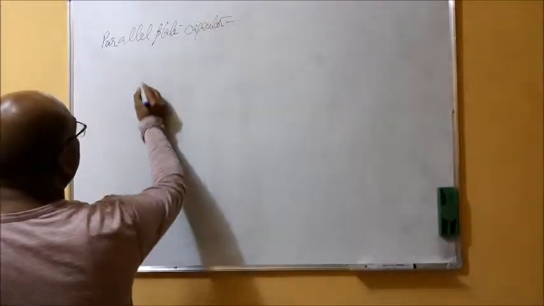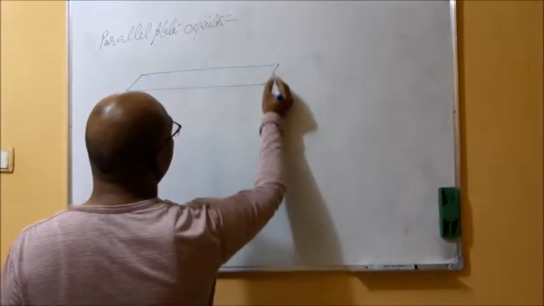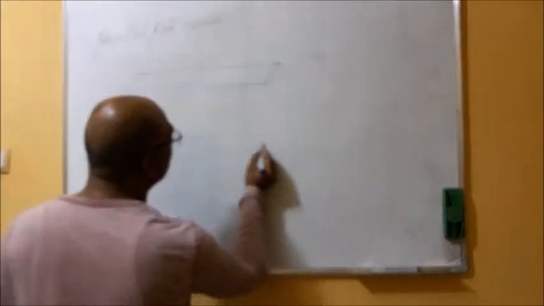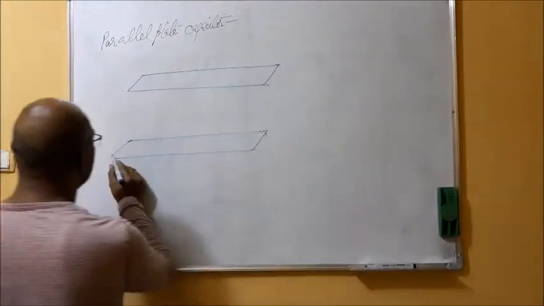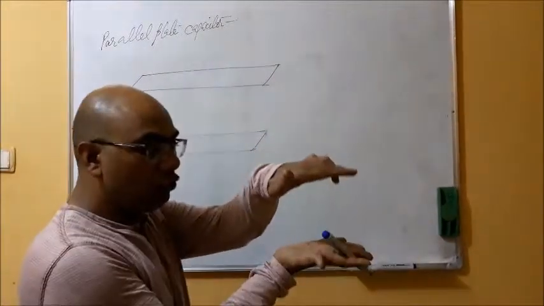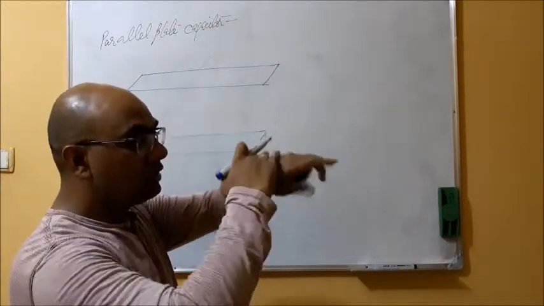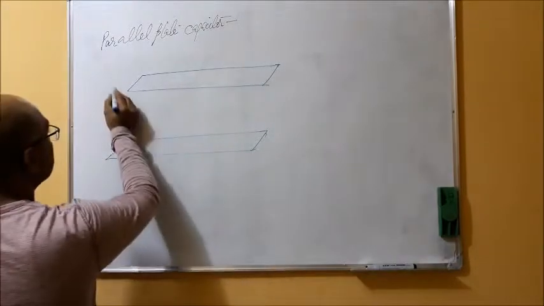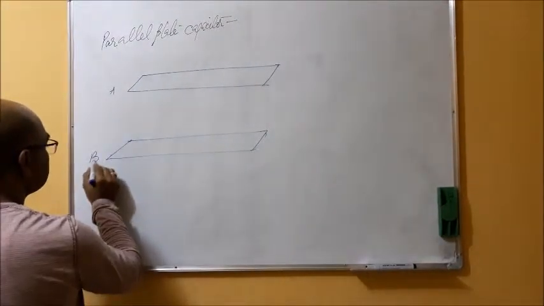So if I am saying this, you see, is a plate, right? There are two plates which look something like this. The surface A is plate A, surface B is plate B. So this is plate A, this is plate B.